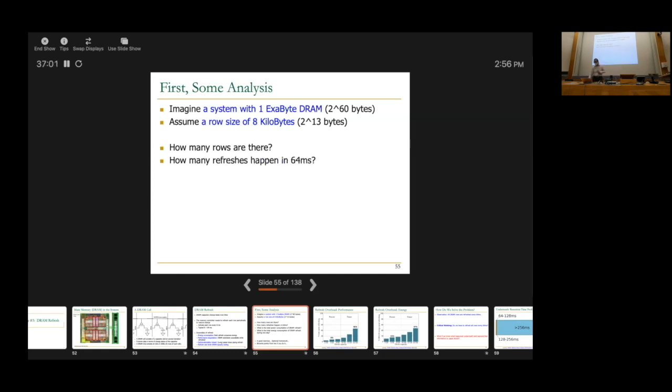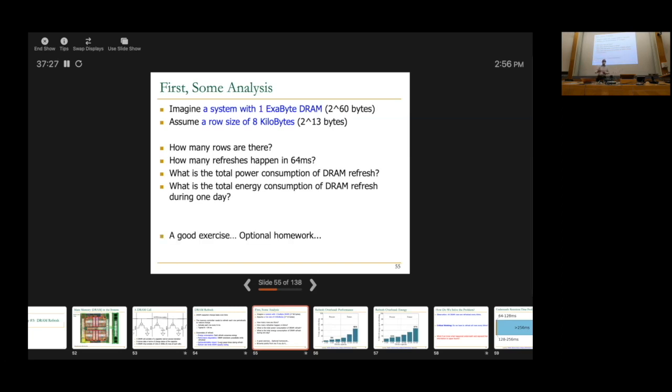That's a lot. How many refreshes happen in 64 milliseconds? 2 to the 47, basically, because every row needs to be refreshed every 64 milliseconds. What is the total power consumption? I have to calculate this one. You need to multiply the number of refreshes with the amount of power consumed for each refresh. And then what is the total energy consumption of DRAM refresh during 1 day? You need to multiply that power with the number of seconds in 1 day. That's a good exercise and optional homework. You get brownie points from me if you do it; feel free to send me an email. Then you will see that this is on the order of at least kilowatts.